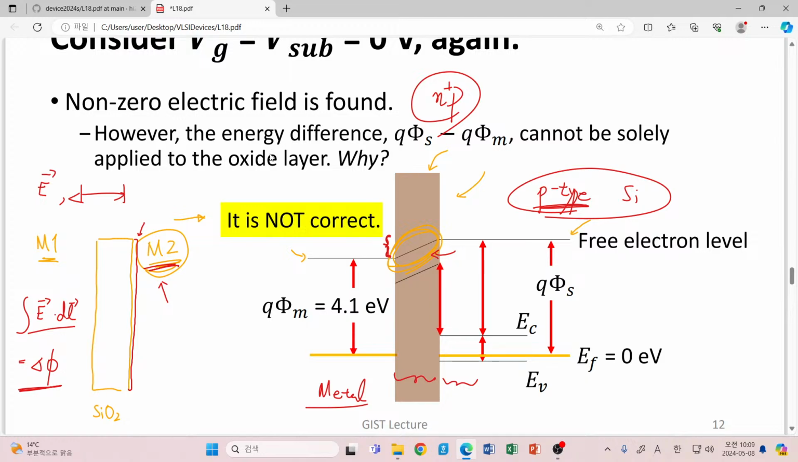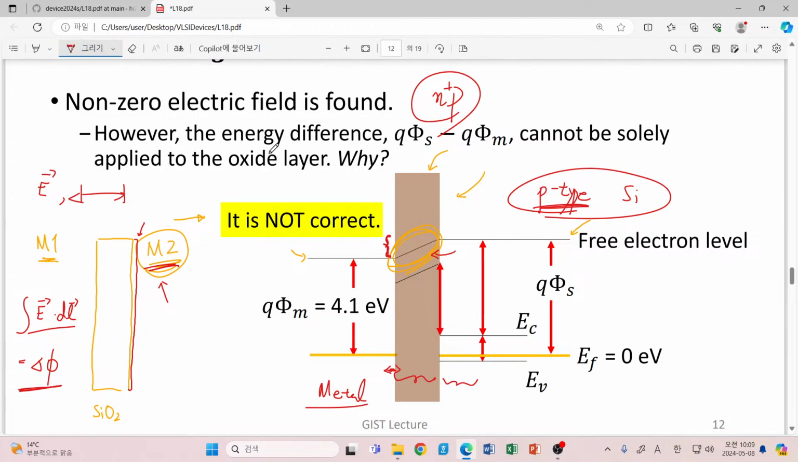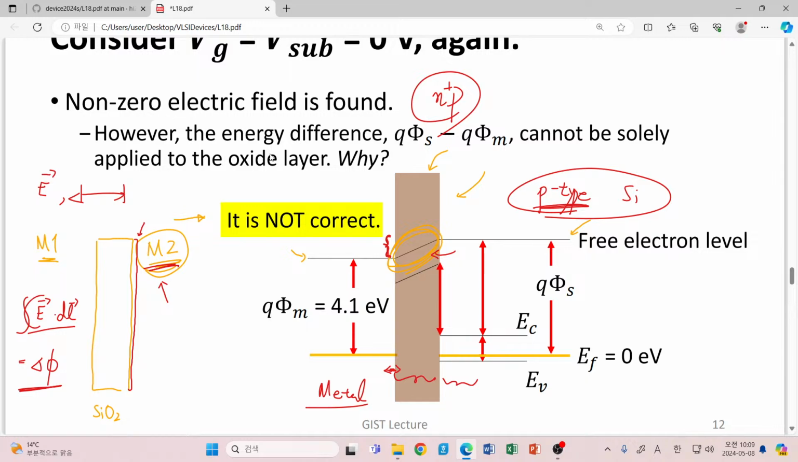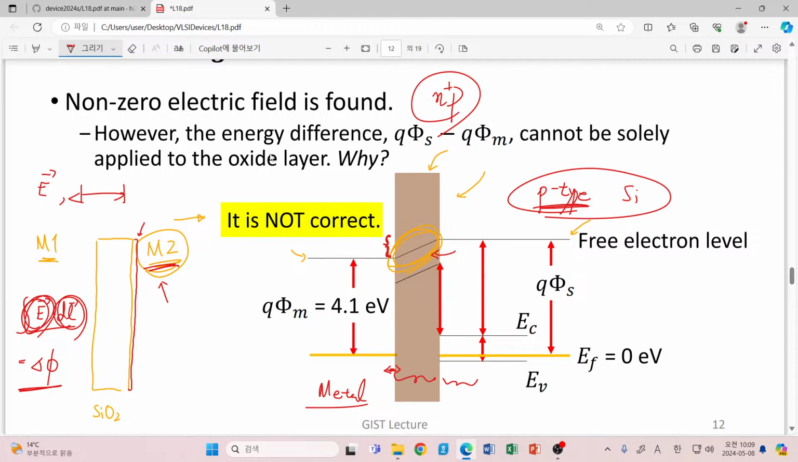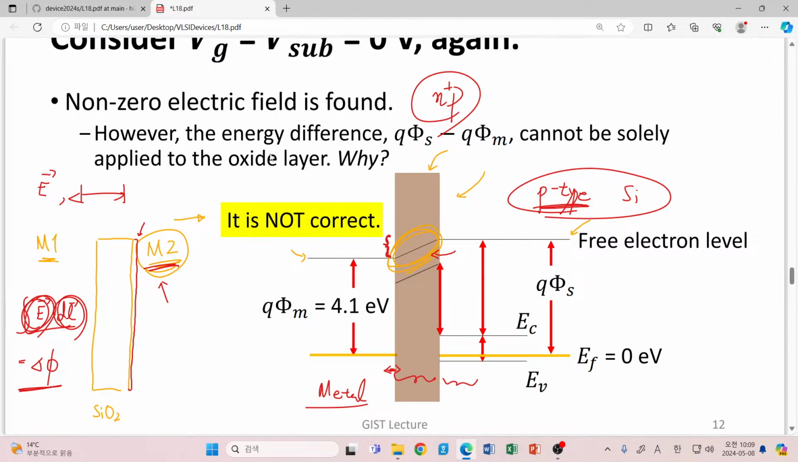Yes, however, metal has much higher capability to neutralize this incoming electric field, so the distance required to neutralize this electric field is extremely shorter than silicon. So since the length is so short, although the electric field is the same, the length scale is much shorter, so we can actually neglect the potential drop in our metal region.